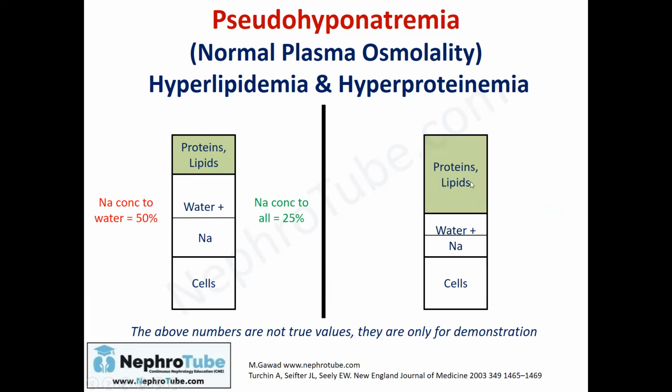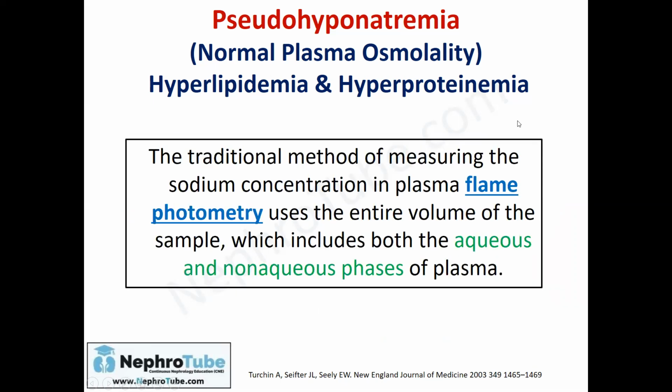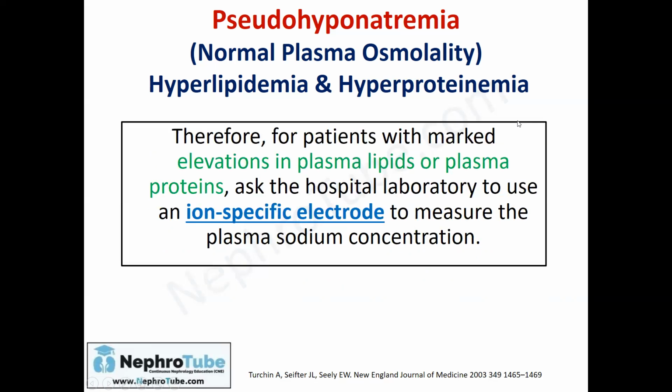In case of hyperlipidemia and hyperproteinemia, let's check these concentrations. Sodium concentration in water is still 50%, so it is normal. But flame photometry measures it relative to the whole plasma volume. So the sodium concentration in relation to the plasma volume decreased because the water compartment decreased secondary to high protein and high lipids. This gives false hyponatremia, and that is why it is called pseudohyponatremia. So flame photometry measures sodium in both the aqueous and non-aqueous phases of plasma.